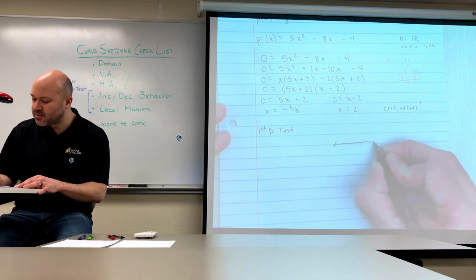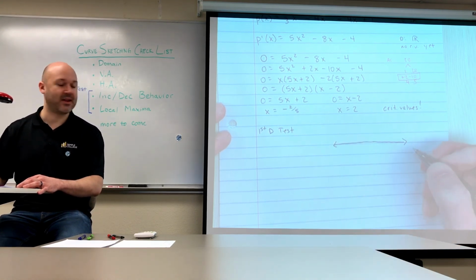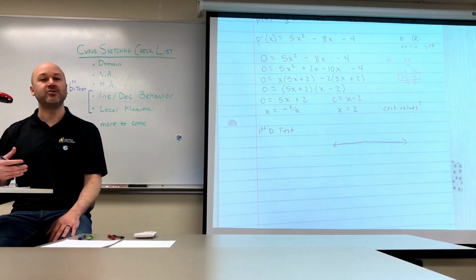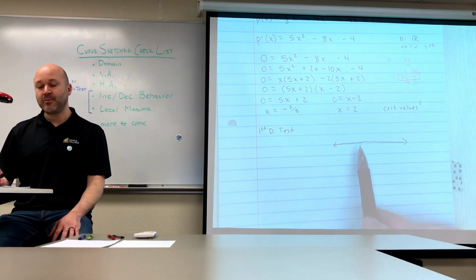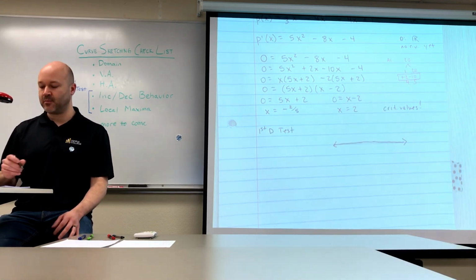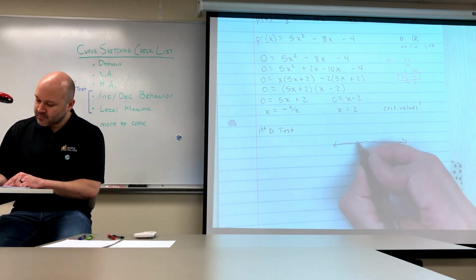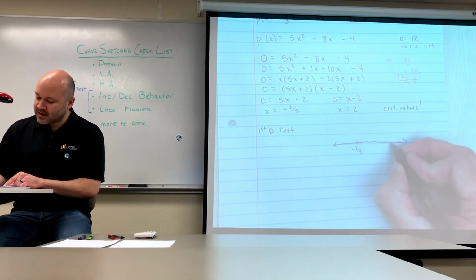All right, I'm going to draw a little number line. You may want to call that a number line summary. This is just to help me keep organized. And I'm going to put those two critical values on the number line in order. So I have -2/5 and I have +2.